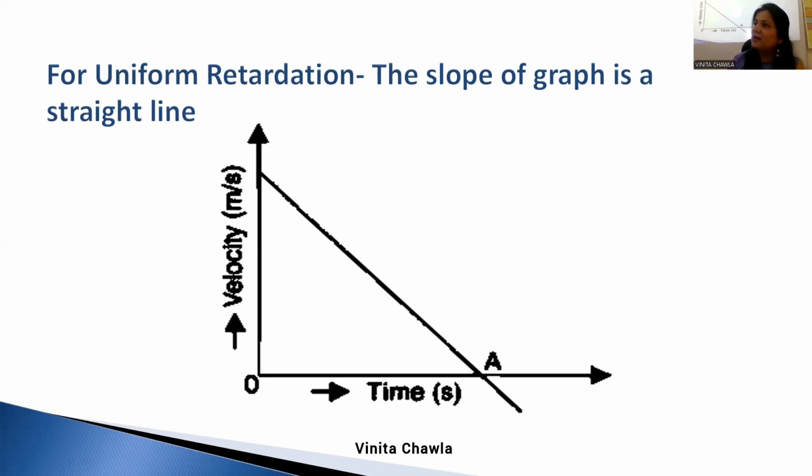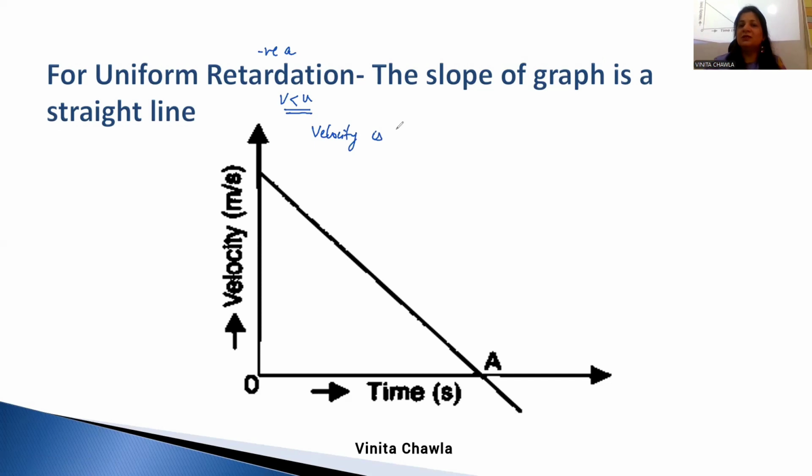When is acceleration negative? When velocity is decreasing, then acceleration is negative. So retardation means negative acceleration, and acceleration is negative when final velocity is less than initial velocity. So velocity is decreasing with time.